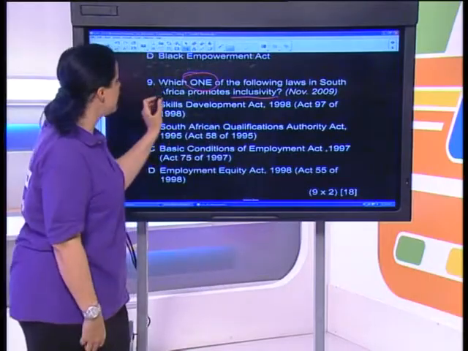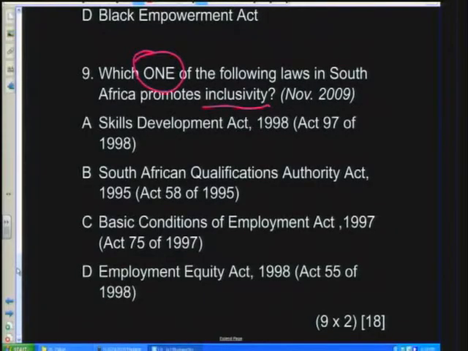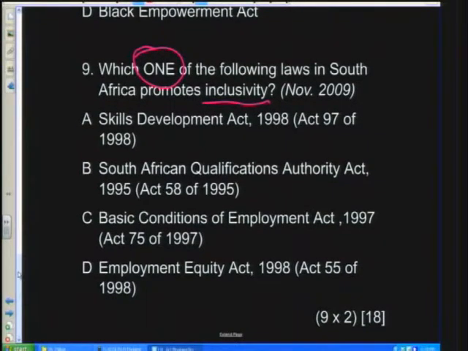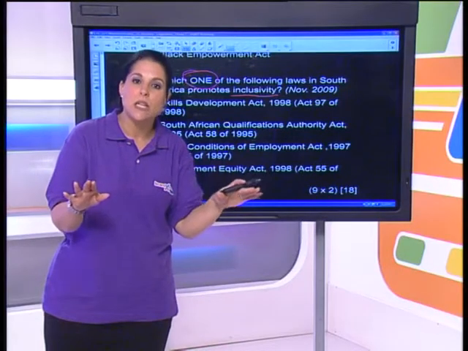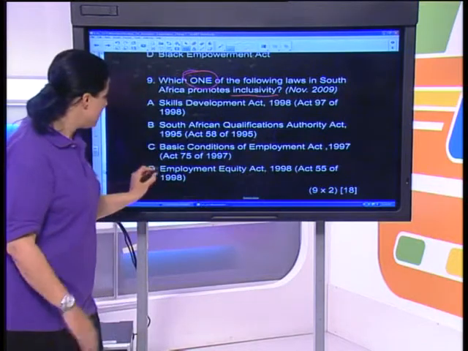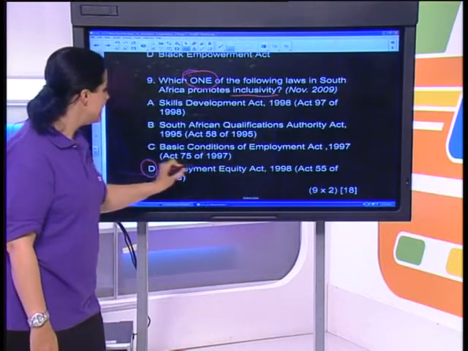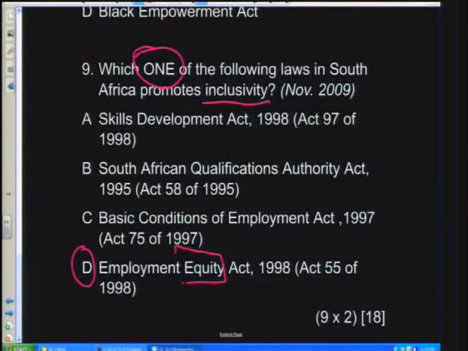So look at it. It says, which one of the following laws in South Africa promotes inclusivity? The Skills Development Act, SAQA, once again, the Basic Conditions of Employment Act, or the Employment Equity Act. Guys, the minute I think about treating everyone the same, equal, the same, it means I'm talking about the Employment Equity Act, treating everyone in the same manner.